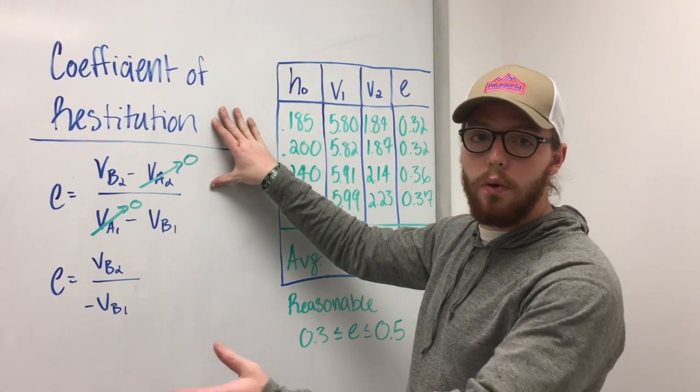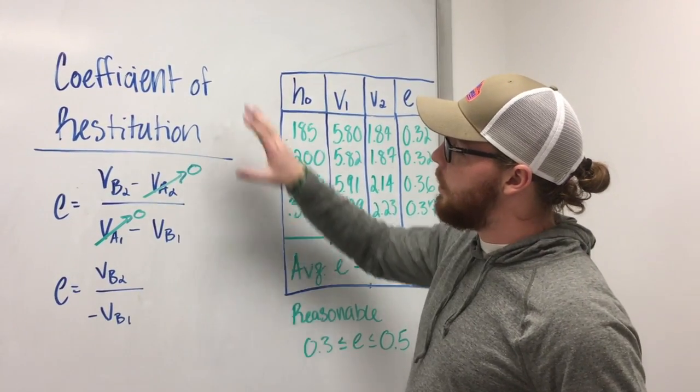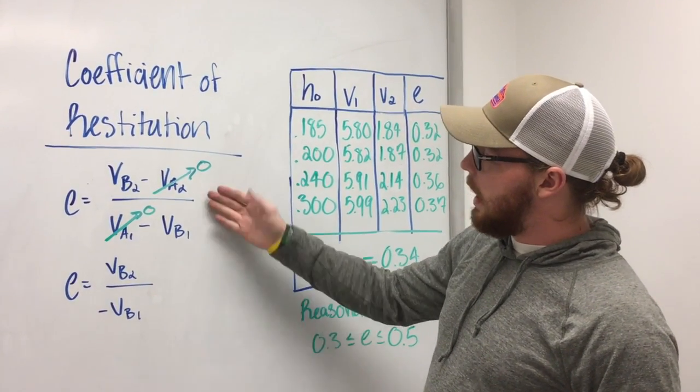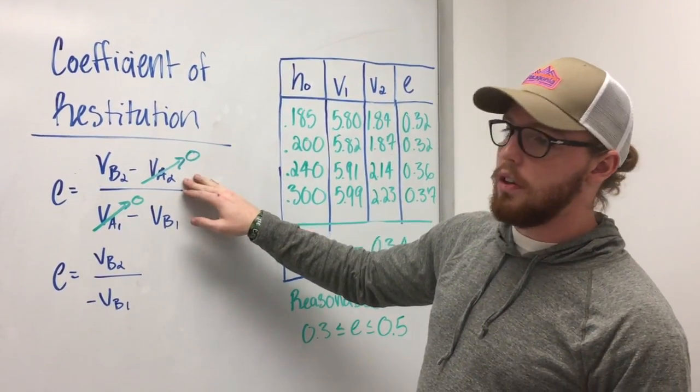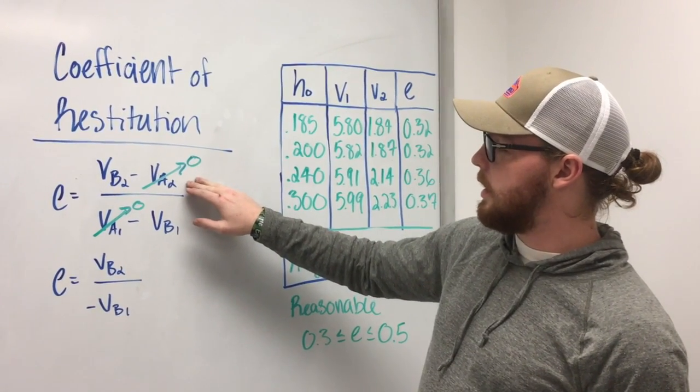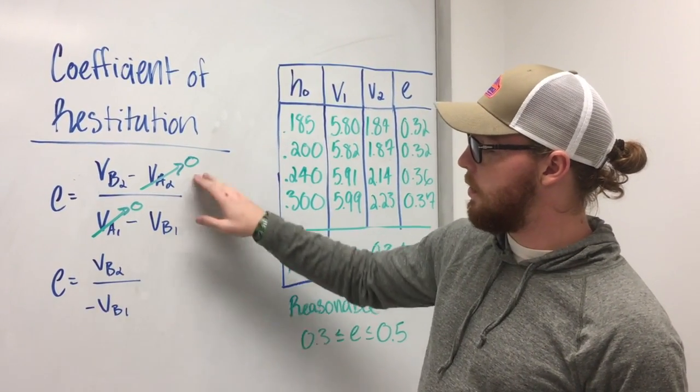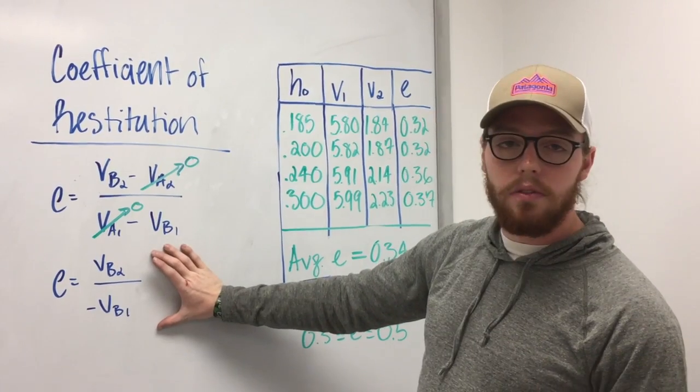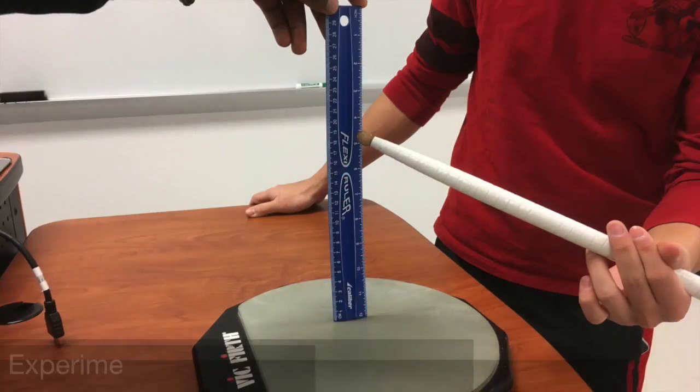coefficient of restitution for Gabe's drum. This is the equation that we use. As you can see, since we're striking the drum, it has an initial and final velocity of both 0, giving us this equation for our coefficient of restitution.